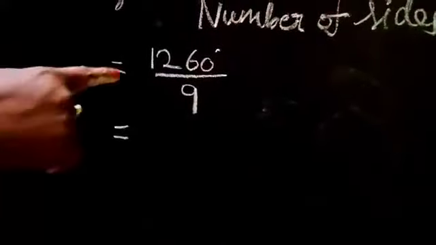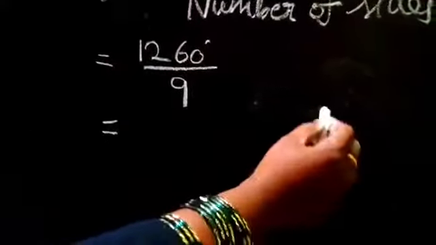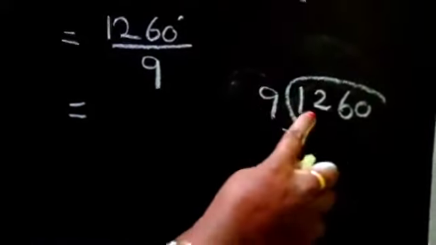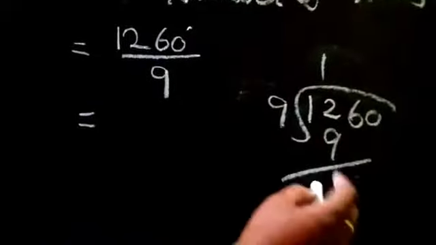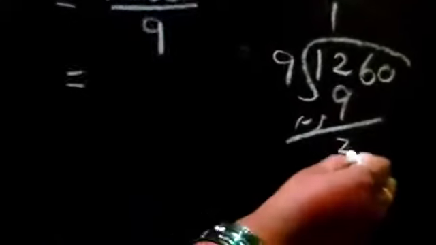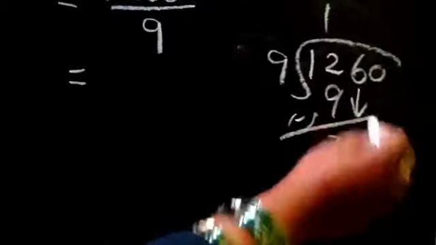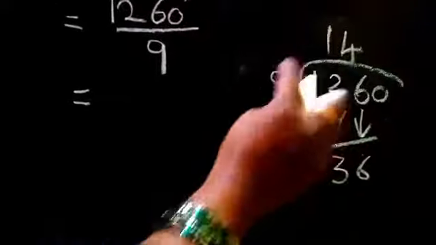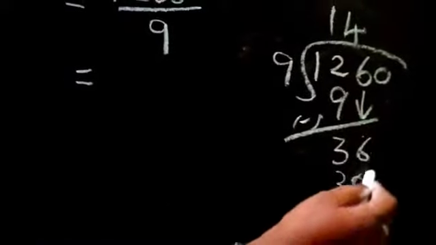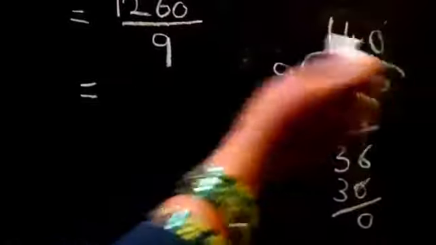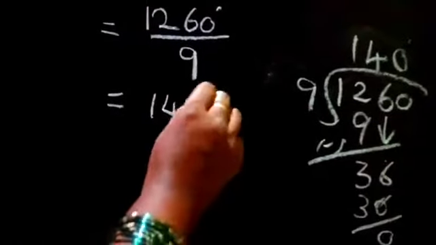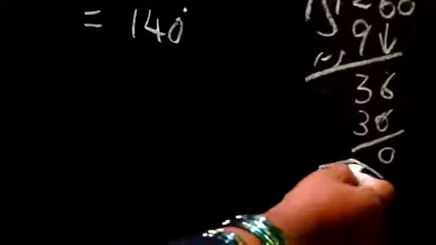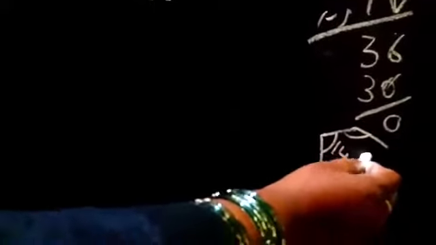So now 1260 divided by 9. Now 1 9s are 9. It will become now 3. 6, 1 number we have to take down. 36 means it will become 4, 9 4s are 36. It will become here 0. This 0 we have to write up. So it will become 140. This 140 is the interior angle this side like this. Interior angle will become 140 degree.